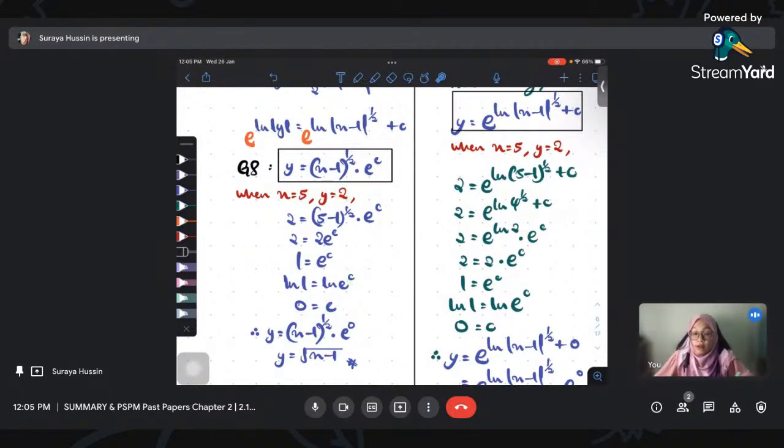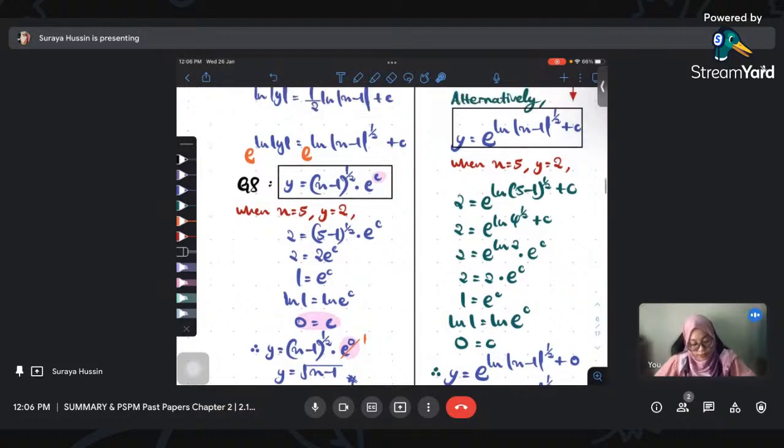And so you get the value of C which is 0. So put it in, masukkan semula. C is 0, masukkan dia, and you will get that exponent e to the power of 0 is just 1. Therefore, your answer is just this thing.